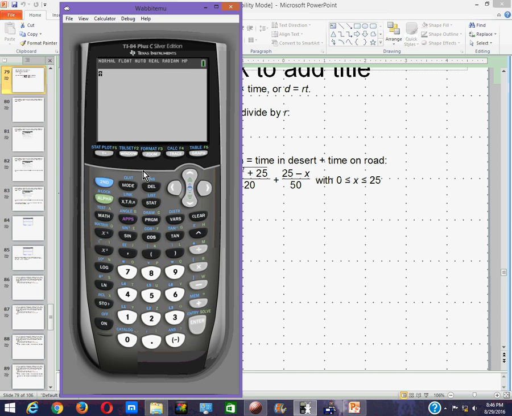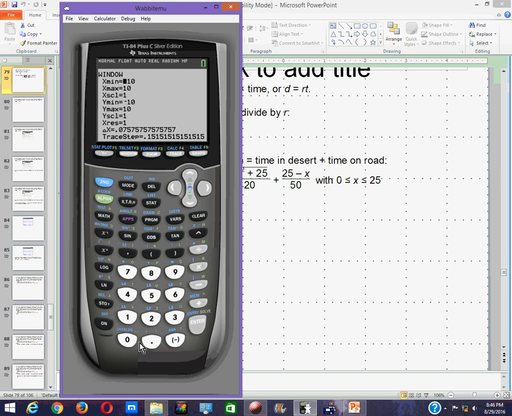Okay, second calc, minimum. Left bound is supposed to be 0, right bound is supposed to be 25. Whoops, I got this error, invalid. Remember, 25 is way out here, so I should change my window. Let me quit this.